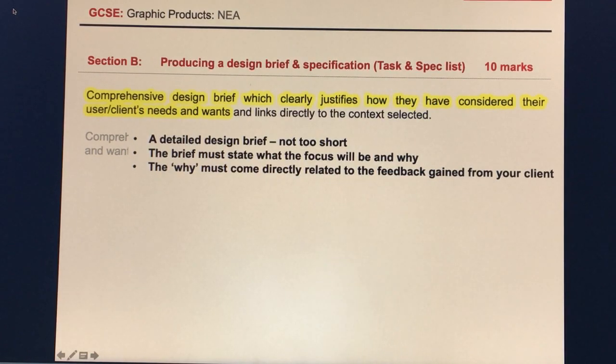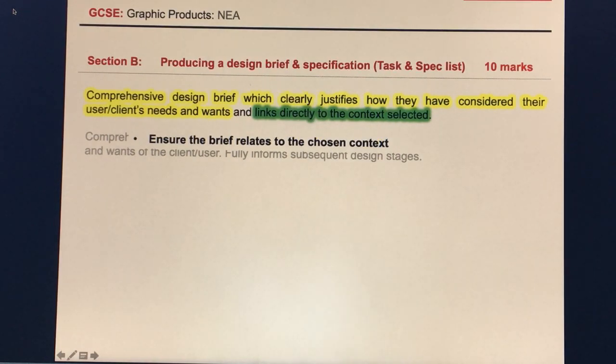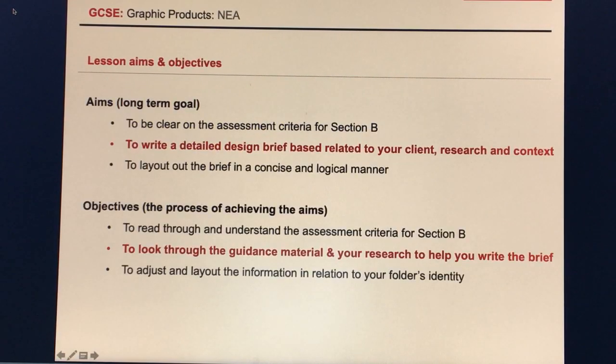What has your client told you that they would like? Could relate to colours, packaging, sustainability issues. What have they told you that they want? What they've told you they want it for. Then the last little bit, ensure the brief relates to the context, as in the form of CD packaging. So it'd be really difficult not to do that green section. The section bit is to do with writing it.